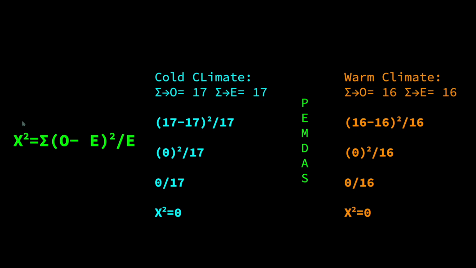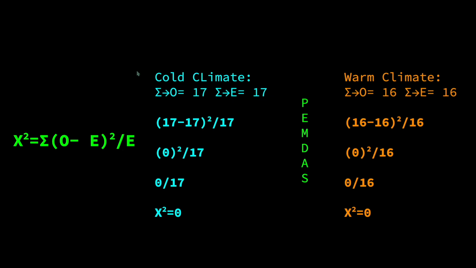As a reminder, this is the equation for chi-square. X squared, or chi-square, equals the sum of, in parentheses, the observed value minus the expected value squared divided by the expected value.